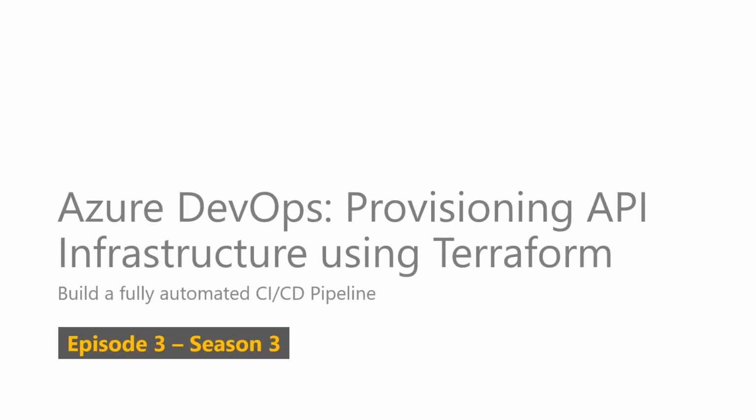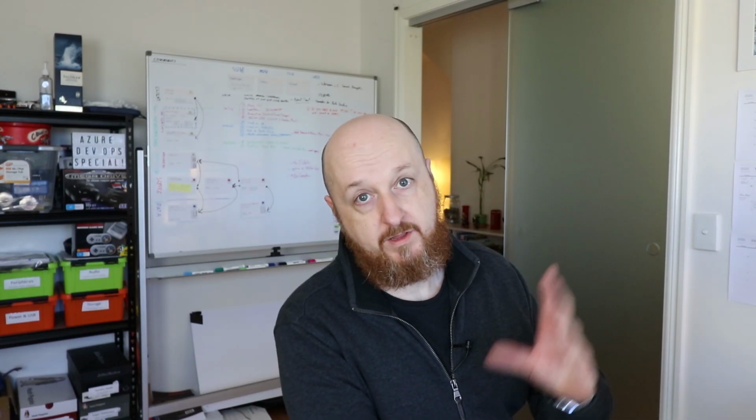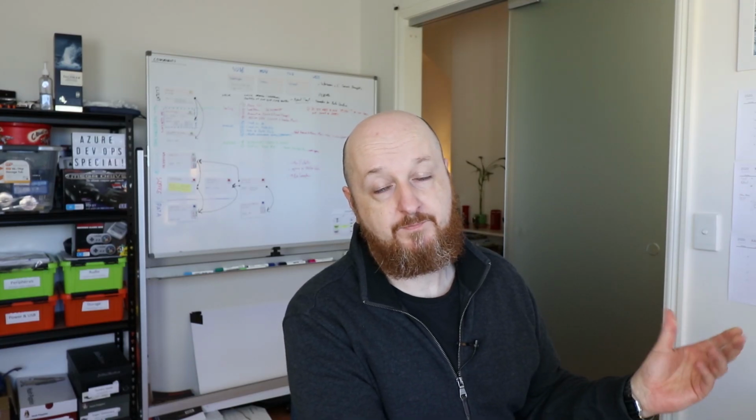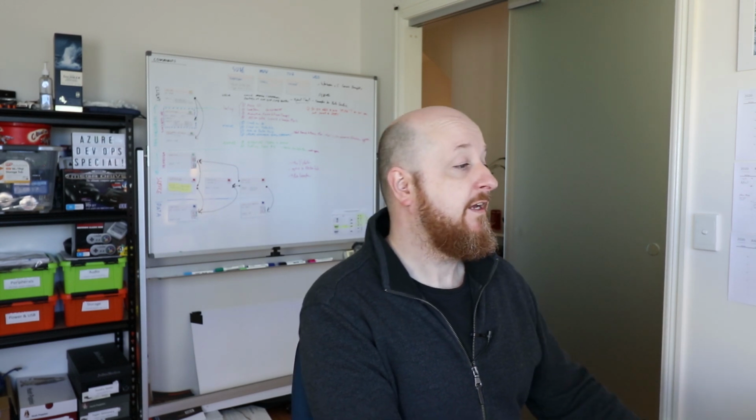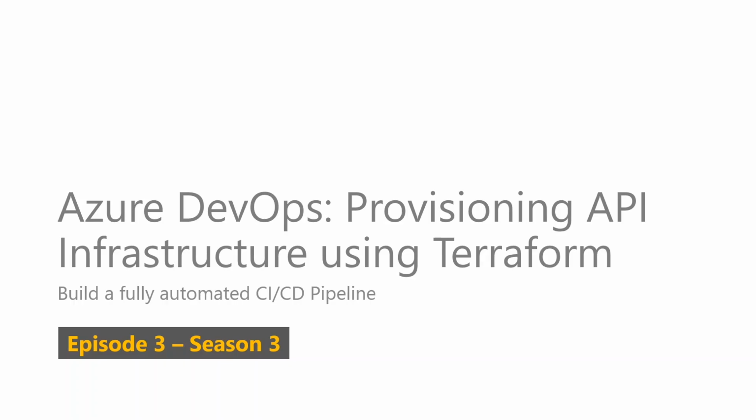All right, so today it's an Azure DevOps special, and we're going to be provisioning API infrastructure using something called Terraform, and we'll be building a fully automated CI/CD pipeline all the way through from coding right the way through to not just deployment, but actually provisioning cloud infrastructure as well. So this is what you're going to learn in today's course.